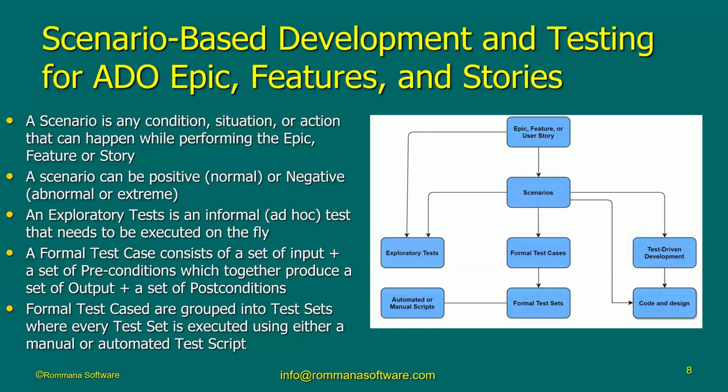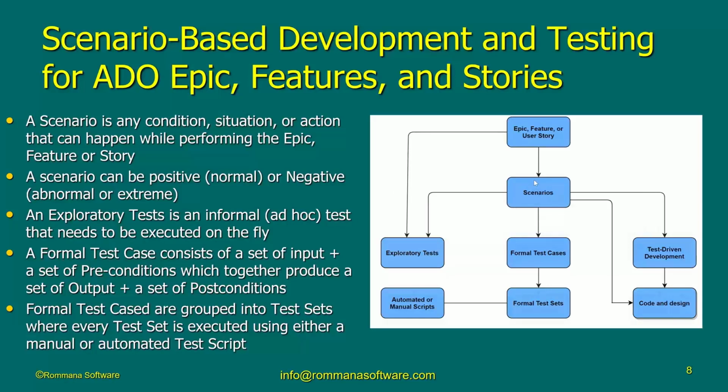But again, regarding the negative scenarios, I tell people all the time: when you build your scenarios for a user story, make sure the number of positive scenarios and the number of negative scenarios are at least 50-50. You cannot just undermine the value of negative scenarios.